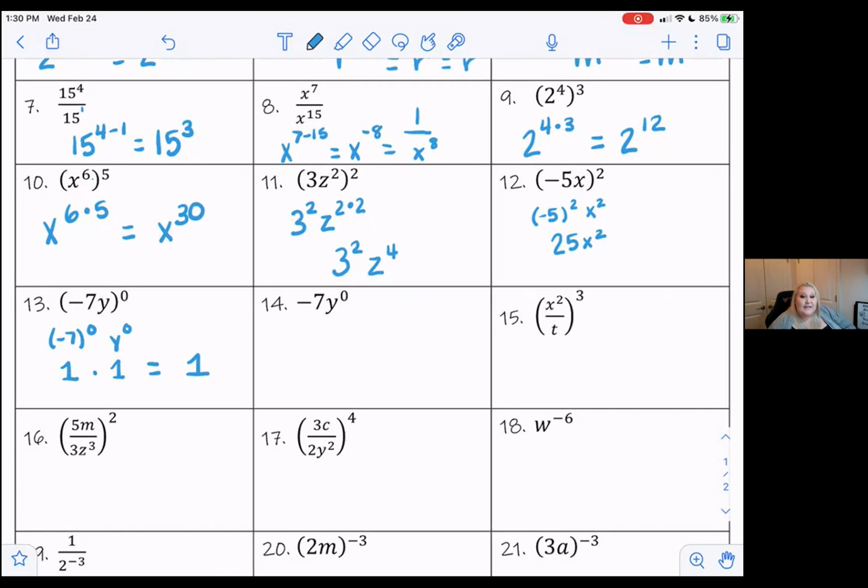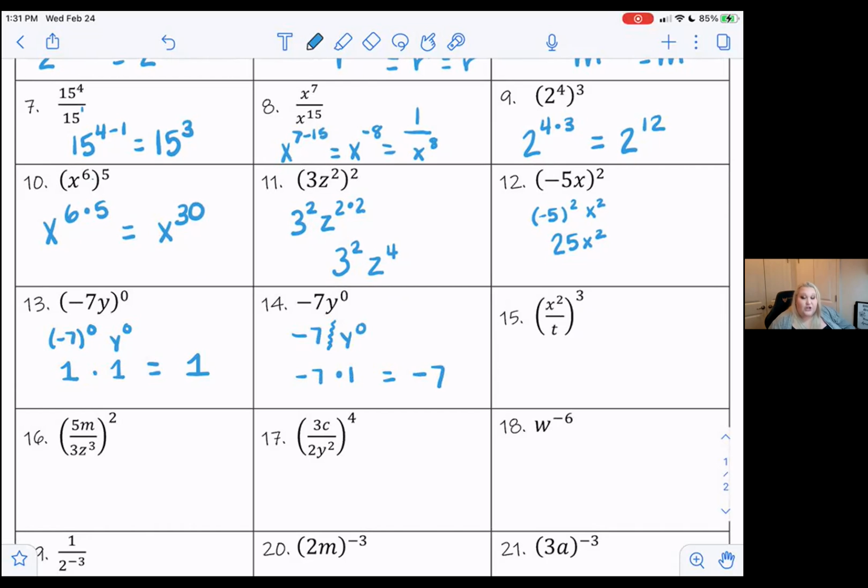On number 14, the only thing being raised to the power of 0 is y. And the reason is because that 0 is not touching the negative 7. So we would keep the negative 7 and we have the y to the 0, so think about it like 2 separate elements. It's 2 parts. So we keep the negative 7. This y to the 0 turns into 1. So negative 7 times 1, our final answer would be negative 7. Make sure you know the difference between 13 and 14.